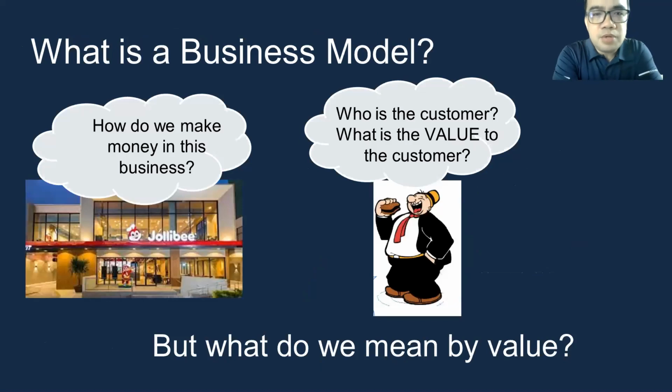Some example here is just a comic strip. For Jollibee, how do we make money in this business? The company for a very long period of time has been doing this. It's not just about how we make money, but how we compete with the competition. Remember that Jollibee is our very own flagship fast food chain, but before this, there is McDonald's. So how do we make money in this business, and at the same time, despite the competition with McDonald's out there?